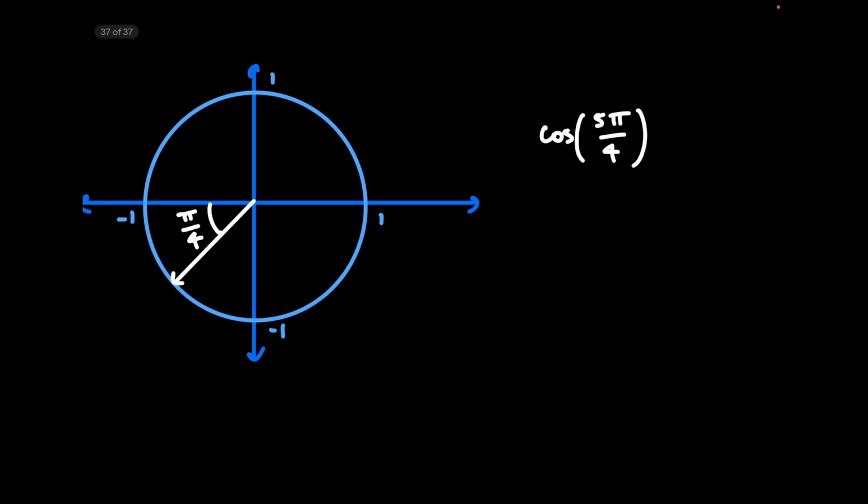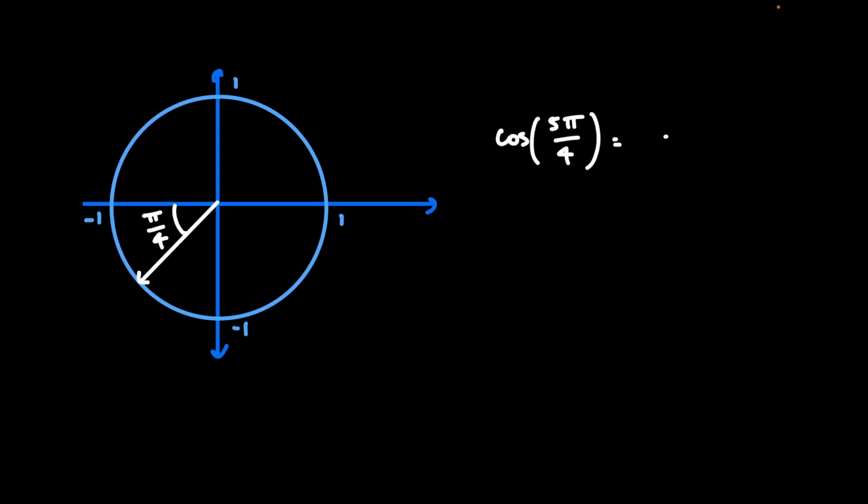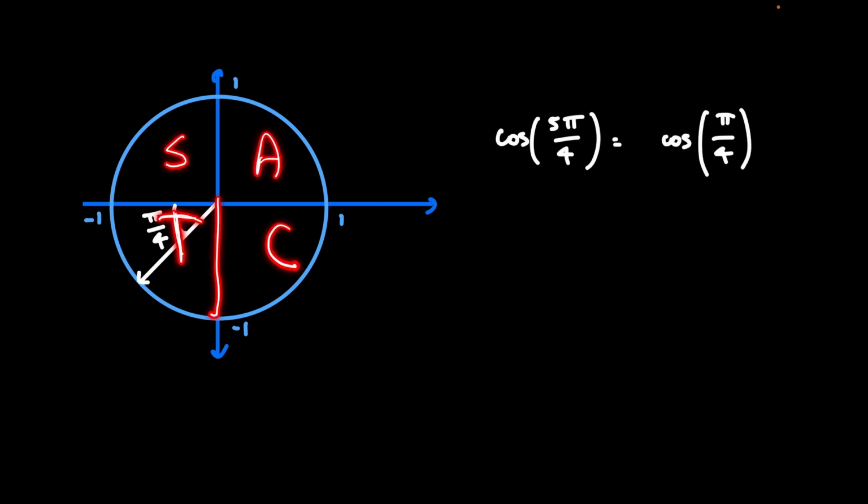Now, we can say that this is the same thing as the cosine of its reference angle, pi over 4. But is it negative or positive? We need to work that out. ASTC, add sugar to coffee. In the third quadrant, only tangent is positive. So cosine will be negative. So this is the same as negative cos pi on 4, and negative cos pi on 4 is the same as negative root 2 over 2.